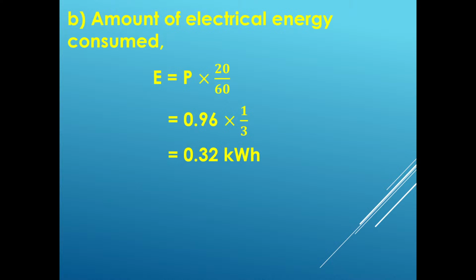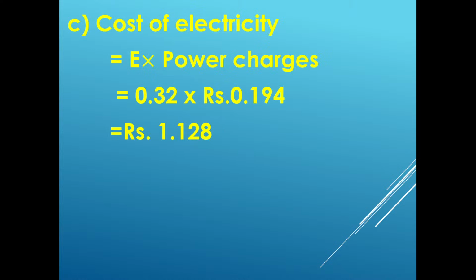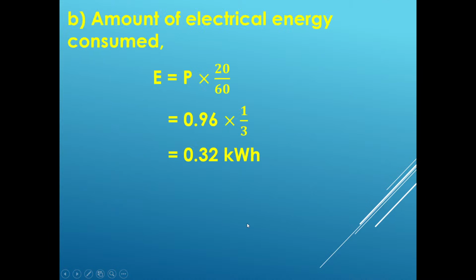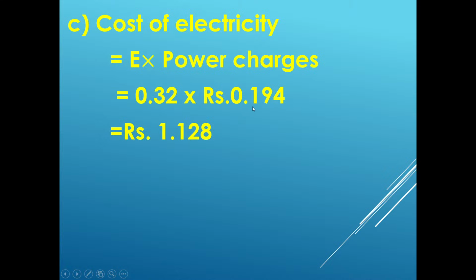So I have converted 20 minutes into hours. That's what I have done, nothing else. Now let us see the cost of electricity. Cost of electricity is electrical energy consumed into power charge. Power charge is nothing but this, the power charge that has been provided here. It is rupees 0.194. So 0.32 into 0.194, just multiply, and you will get the cost of electricity.